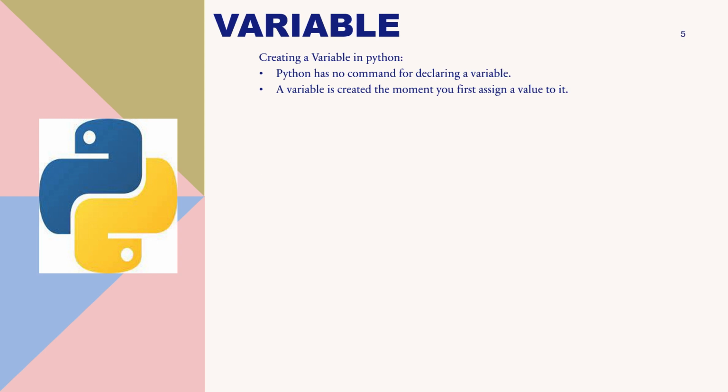Now let's talk about the variables in Python. Now creating a variable in Python. Python has no command for declaring a variable, and a variable is created the moment you first assign a value to it. Now let's talk about when we create a variable in C, C++, Java. We need to initialize the kind of data that the variable is going to hold. Let's say if the variable is going to hold integer data, we need to assign it integer data type before giving it any value. Otherwise, it will give us an error during the runtime.